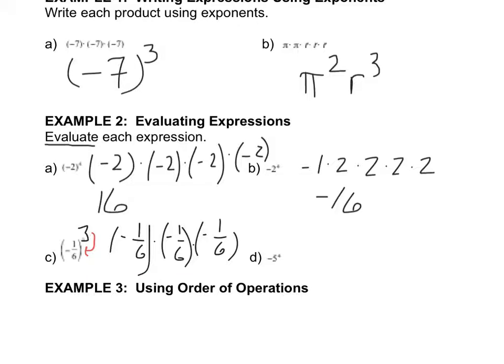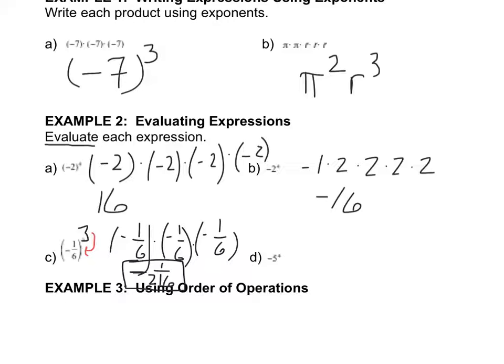And again, when you multiply fractions, you just have to multiply straight across the numerator. 1 times 1 times 1 is 1. Multiply all the way across the denominator. Again, it's not 6 times 3, it's 6 times 6, which is 36, times another 6, which is going to be 216. And a negative times negative times negative makes this answer -1/216. And then moving on to the last one, we have -5 to the 4.